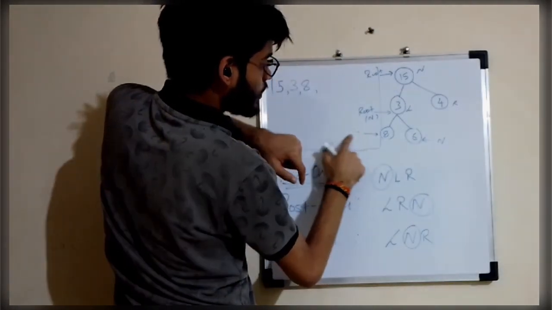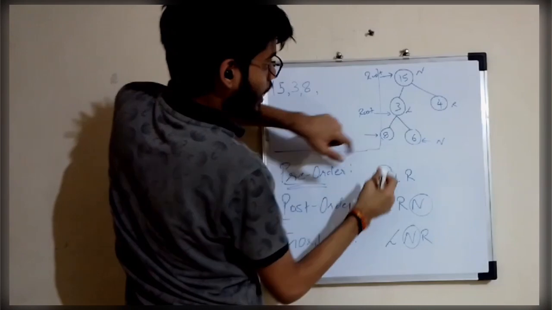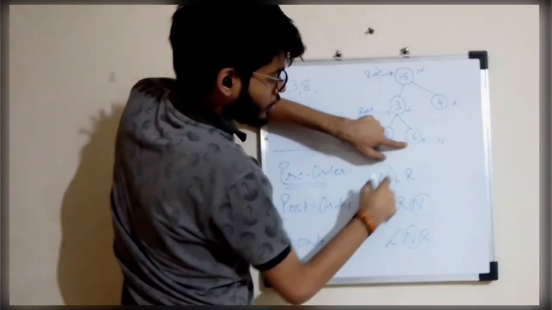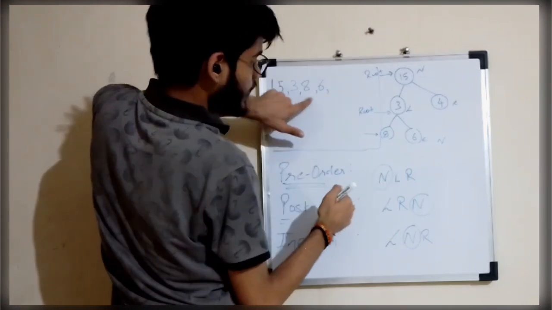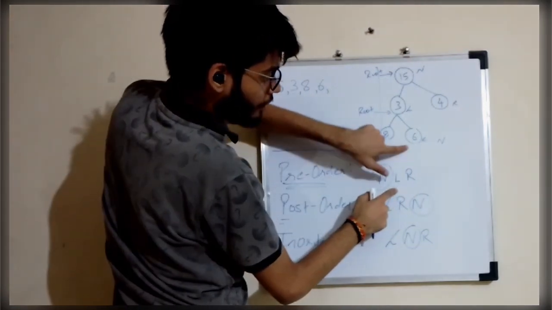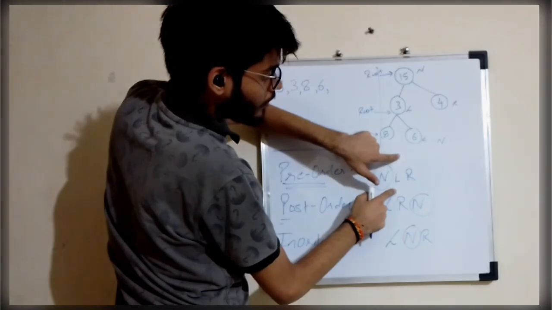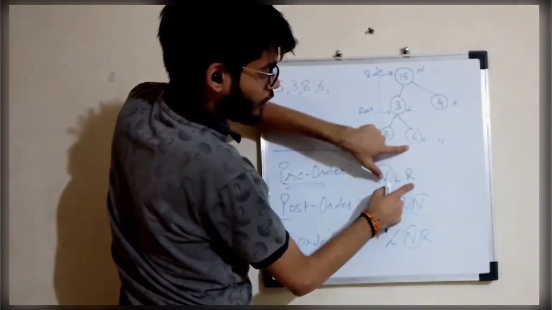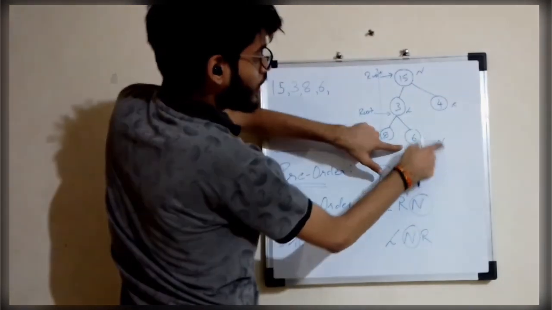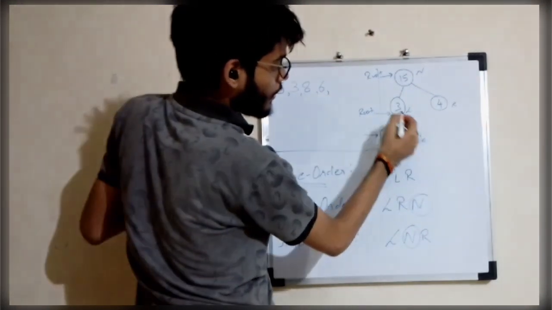Okay, let me erase this. Now 6 becomes the node. So print the node first. Okay, so we have 6 over here. And after printing the node, what do we have to do? We have to go to the left of this. So left is null. After going to the left of this node, we have to go to the right of this node. So right is also null. Okay, so we return back to 3.